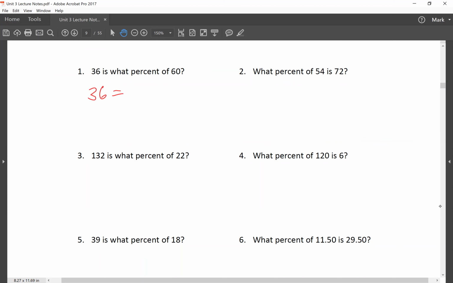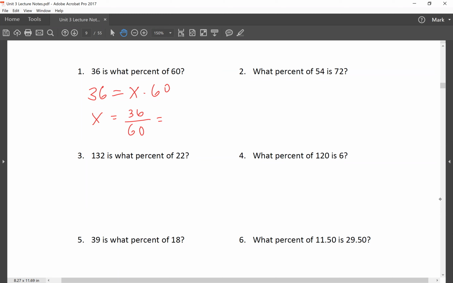36 is what percent of 60? Now, by the way, guys, you don't need to show me this in the future. This is obviously not on the first test, but in the future, you do not need to show me this step. So really what I'm trying to do is figure out what 36 over 60 is. That's all you really need.